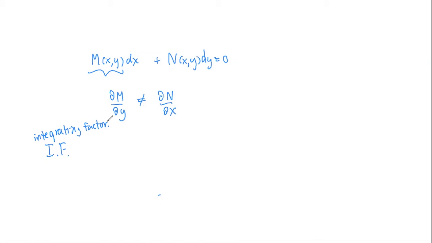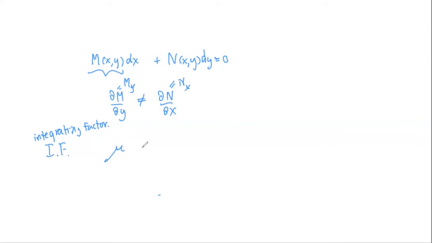To find the integrating factor for the non-exact equation, we use the partial derivatives that we used to check the exactness. I'm going to write the partial of M with respect to y as M subscript y, and the partial of N with respect to x as N subscript x. The integrating factor uses the same notation, mu. This time mu is a function of both x and y.